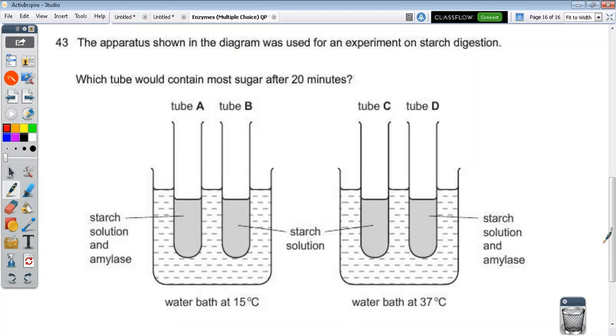Okay. So the apparatus shown shows that which test tube would contain most sugars after 20 minutes. So you see the temperature here is too low. The temperature is fine. Let's check what we have here. What's the problem with C? Is there any enzyme to digest the starch? There's no enzyme here. Here we have the enzyme. So the answer is what? Is D. Clear?